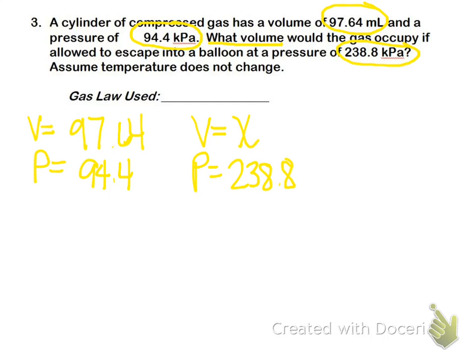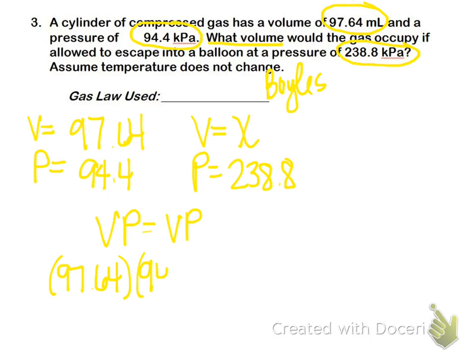Boyle's law again, which says that volume and pressure are inversely related. So that's this equation, right? Yeah? Yeah. Easy enough. The first V, what do we put in? The P is 94.4. And then 238. And then X.